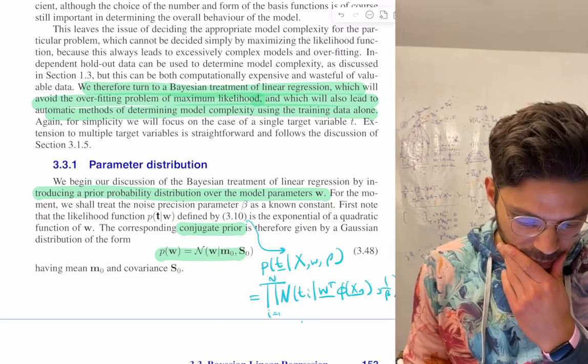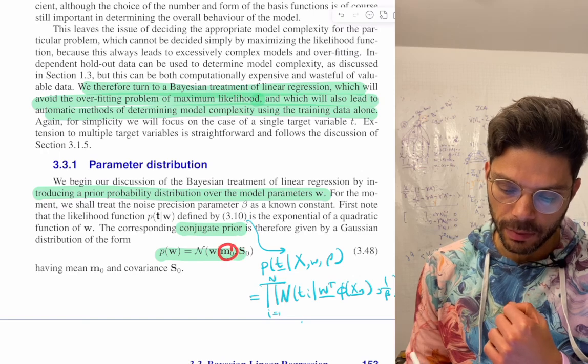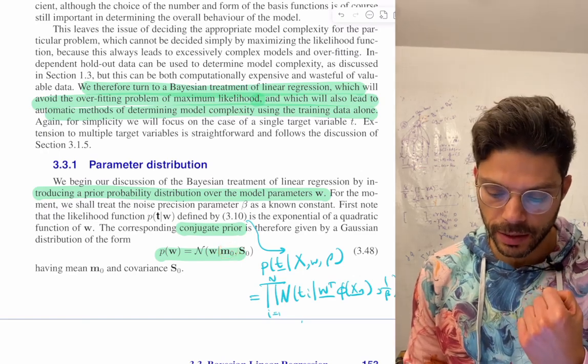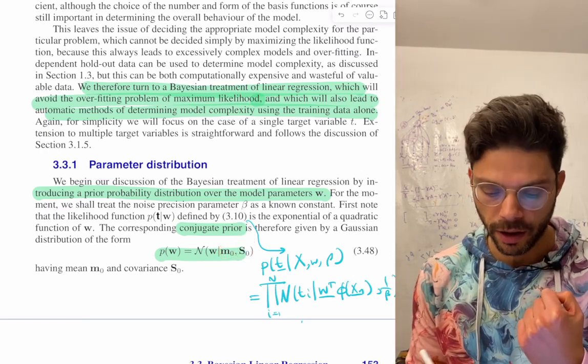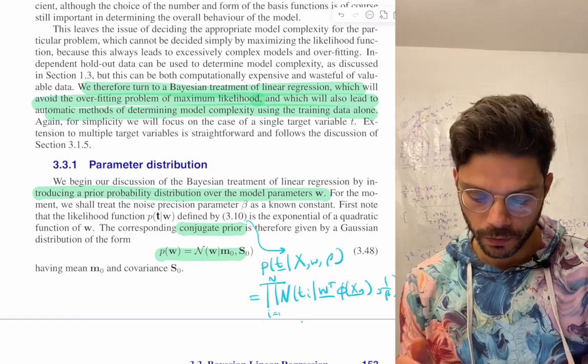Okay. So here's the conjugate prior. So we've got m naught, so that's like your prior mean, and some prior covariance on your weights. Okay.